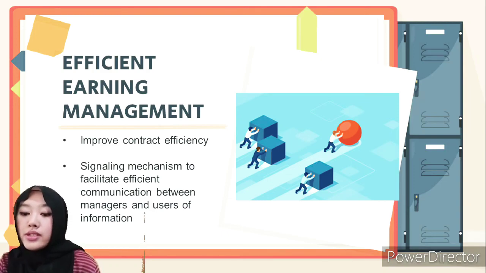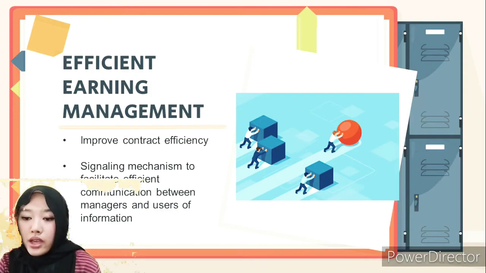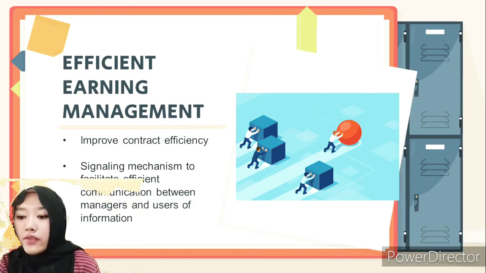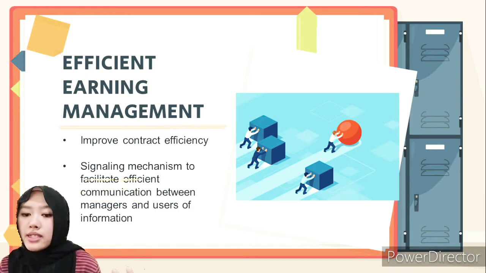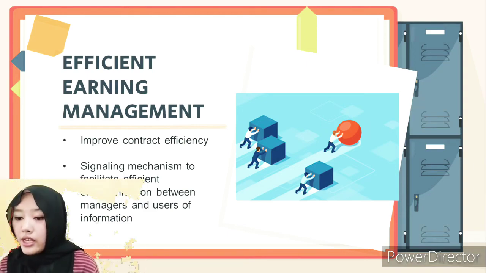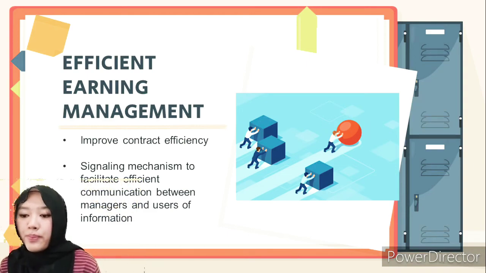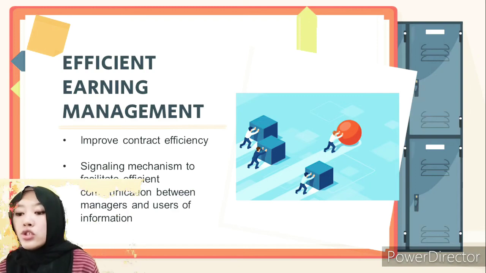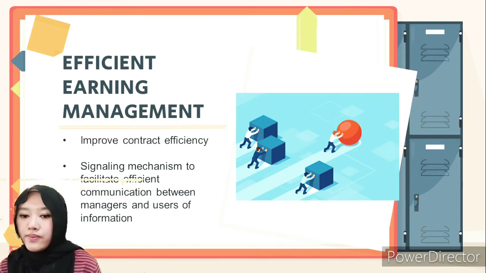Research conducted by et al. 2020 and Subramanyam 1996 has documented evidence of the use of earning management as a signaling mechanism to facilitate efficient communication between the manager and the users of information. The signals provided through earning management are used to increase the value relevance of financial reporting and strengthen the ability of investors to predict the company performance.